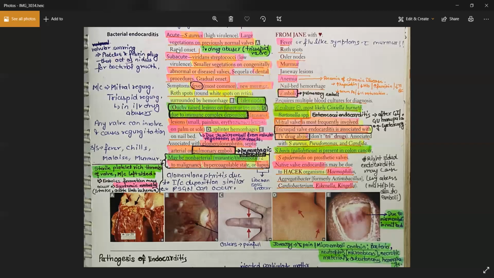So for subacute endocarditis, you have the viridans, you have the enterococci, you have Streptococcus bovis. Mitral valves are most commonly involved in case of the subacute type. But in case of the acute type, it is almost always a case of tricuspid valve endocarditis.